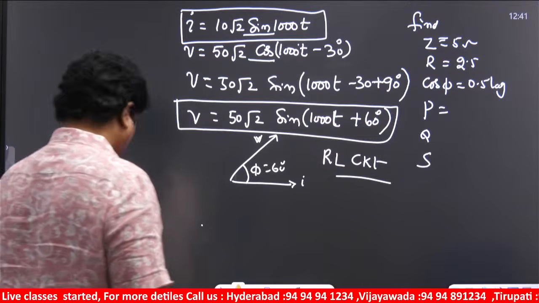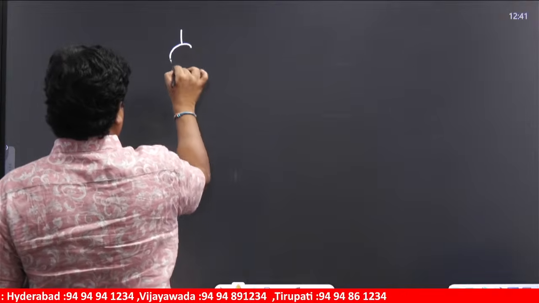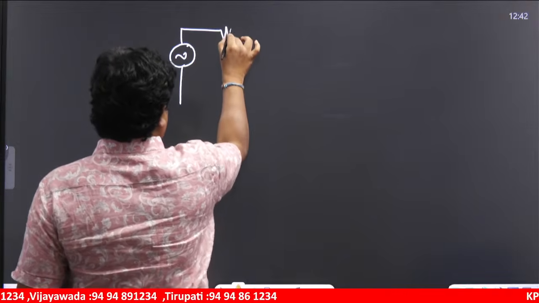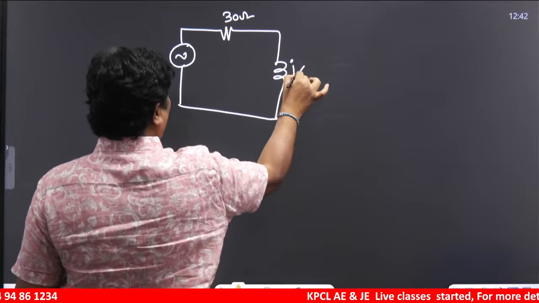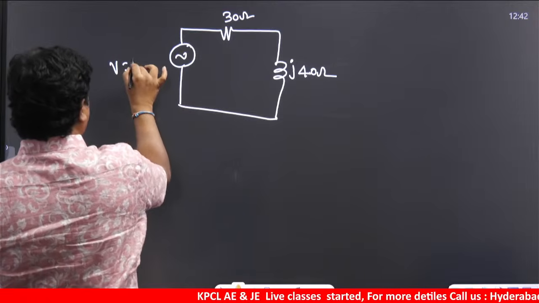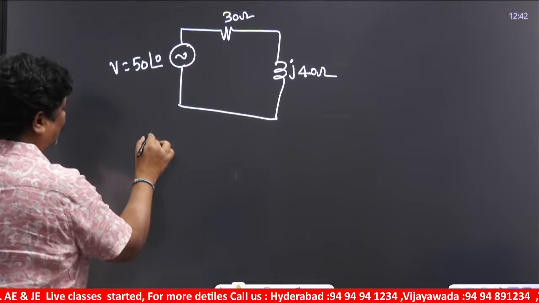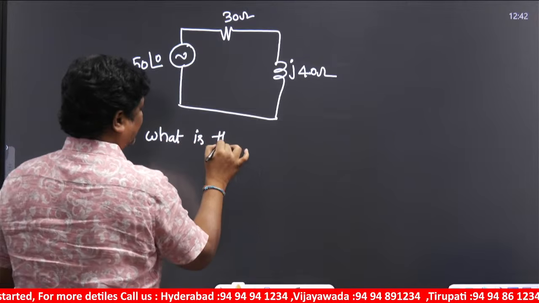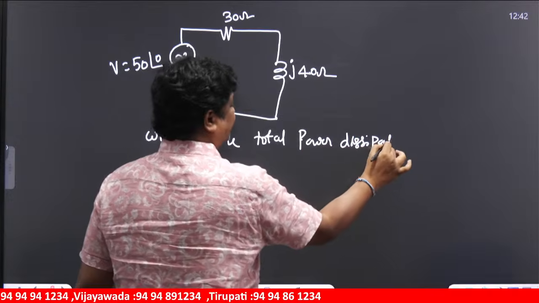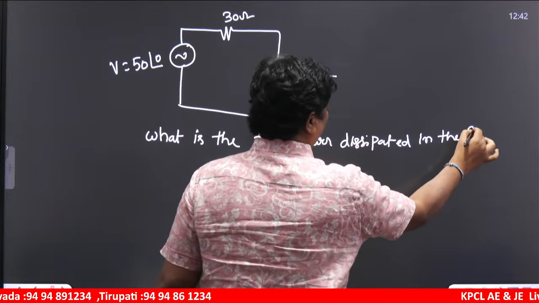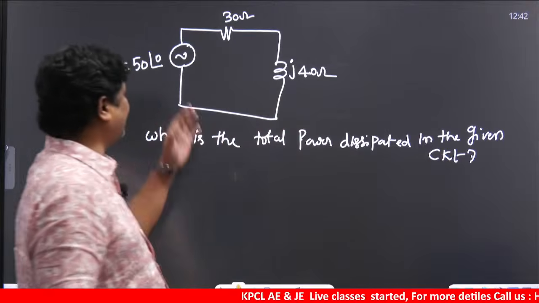Next problem we have: 30 ohms here, j 40 ohms is here. Voltage V is equal to 50 at an angle of 0. What is the total power dissipated in the given circuit?